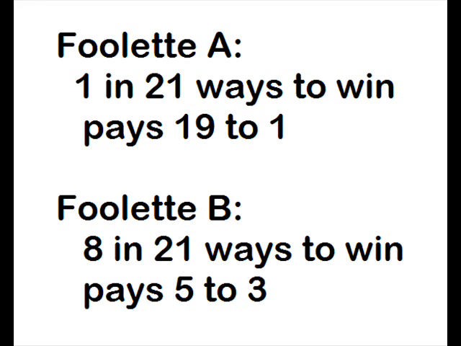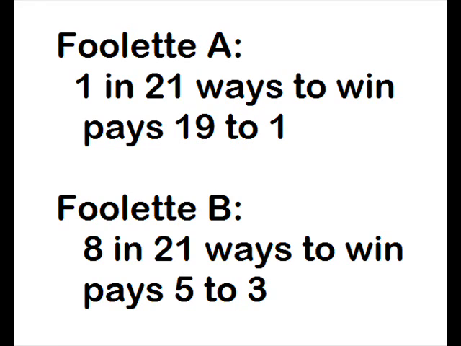Like roulette, foulette has two forms. Foulette A has 1 chance in 21 to win and pays 19 to 1. Foulette B has 8 chances in 21 to win and pays 5 to 3. That is, you bet $3 to play and get $5 plus your original $3 if you win. We'll play each of these games 200 times and compute our winnings.